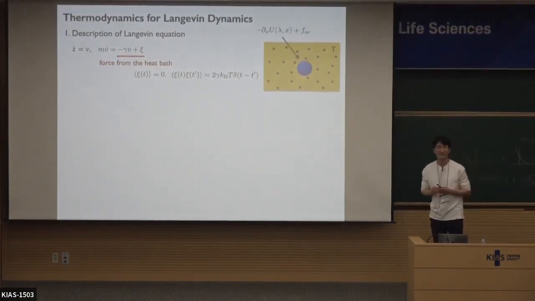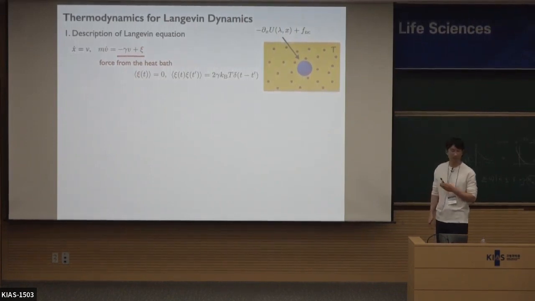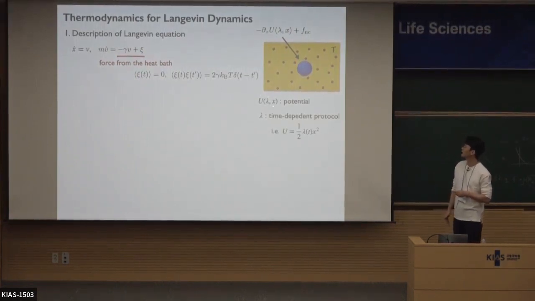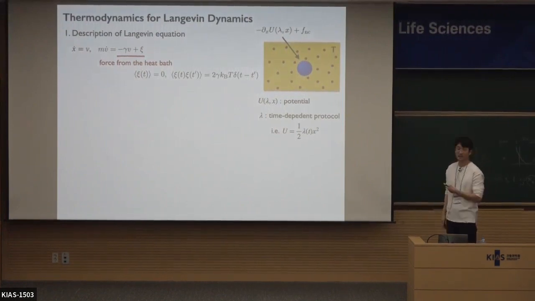Now here we apply some external force. So the external force can have two parts. The first part is a conservative force, and the second part is a non-conservative force. Non-conservative force means that it cannot be derived from the gradient of some potential. Here the potential U has two arguments, lambda and x. x is position, and lambda is a time-dependent protocol. For example, if we write the potential in this way, then it means that the stiffness of this harmonic potential is time-dependent. So in such a way, we can make a time-dependent potential.